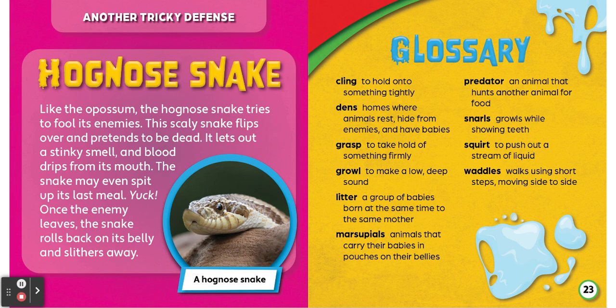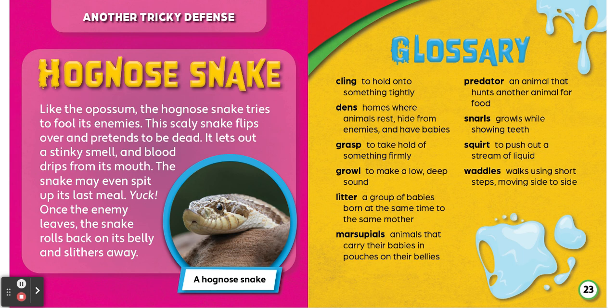Hog-nosed snake. That's interesting that they're talking about a completely different animal in the story, but let's see what this is. Maybe there's a connection to why they're choosing to discuss the hog-nosed snake. Like the possum, the hog-nosed snake tries to fool its enemies. This scaly snake flips over and pretends to be dead. It lets out a stinky smell and blood drips from its mouth. The snake may even spit up its last meal. Yuck. Once the enemy leaves, the snake rolls onto its belly. It slithers away.